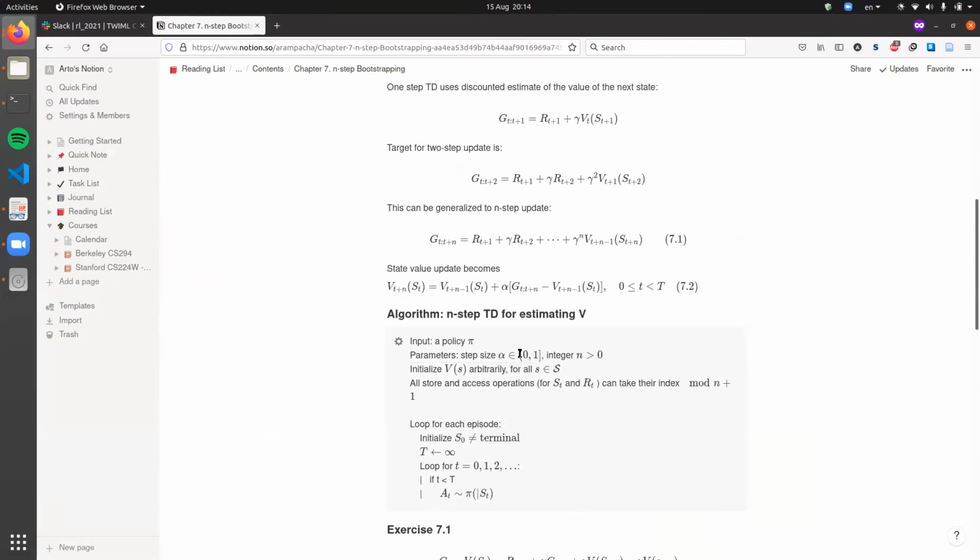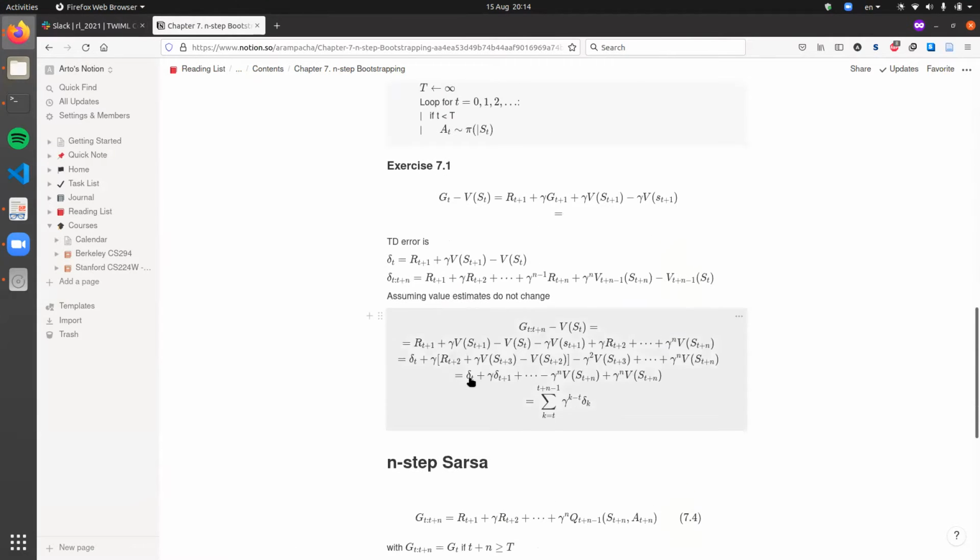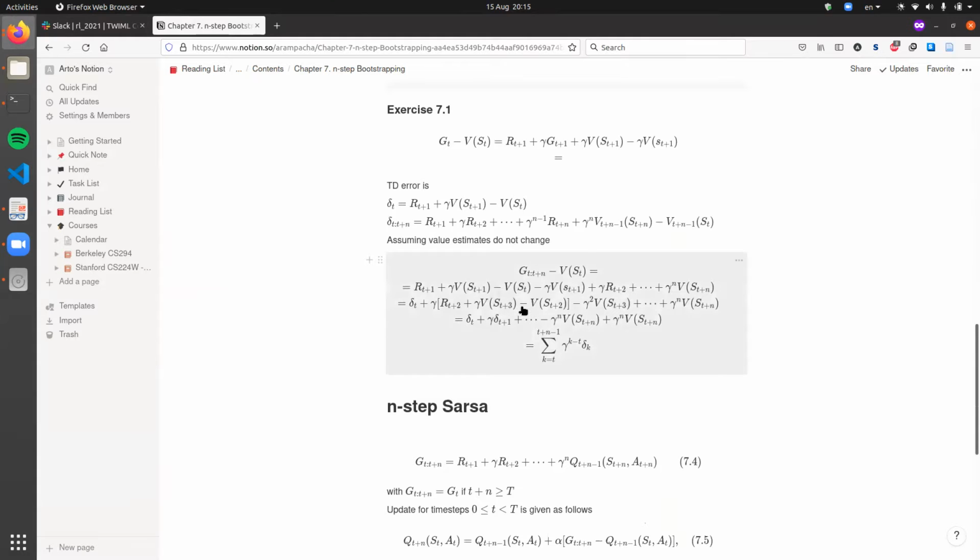Here I have done the derivation, and the derivation is essentially very simple. It uses the assumption that the state value doesn't change. So if we can drop these indices for the state value function, then we can recursively factor out the TD error.